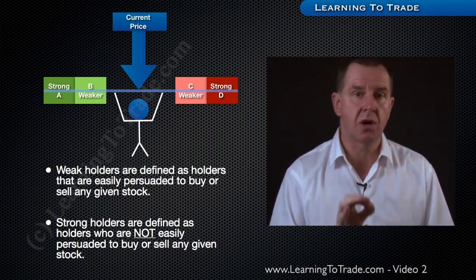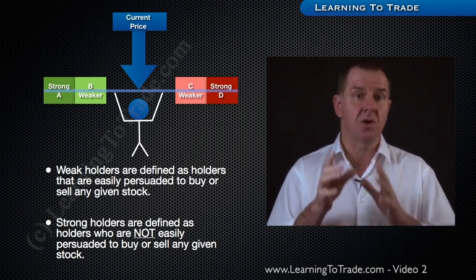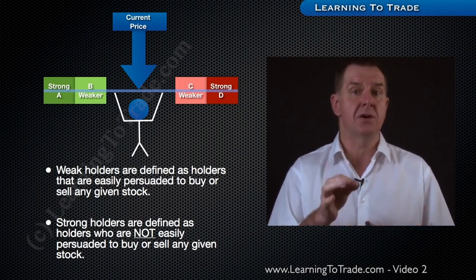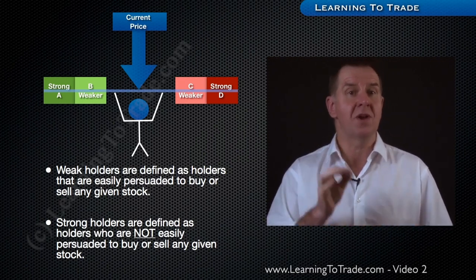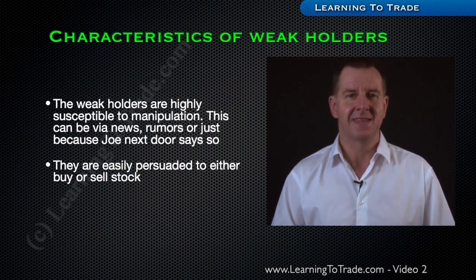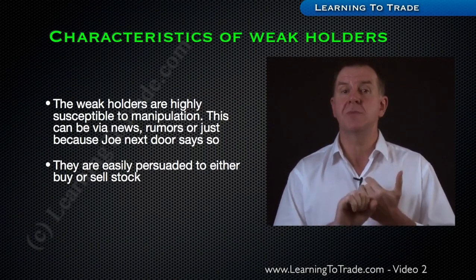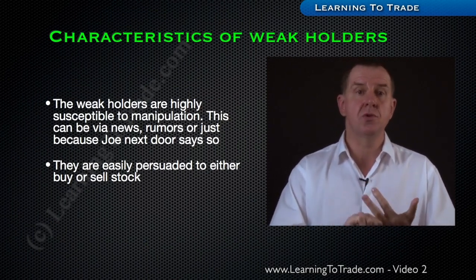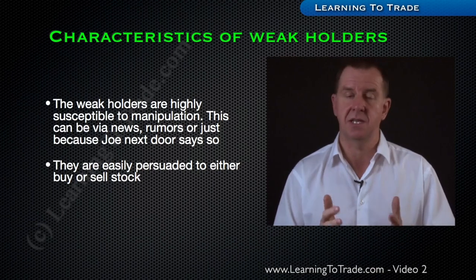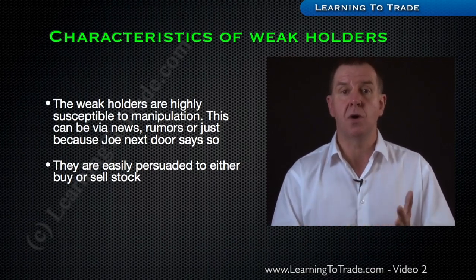Certainly these weak and strong holders have characters, and it is said if you understand someone's character, you're able to better understand them. So let's have a look if we can understand them a little more. Characters of the weak holders. The weak holders are highly susceptible to manipulation. This can be via news, rumours, or just because Joe next door says so. They are easily persuaded to either buy or sell stock.